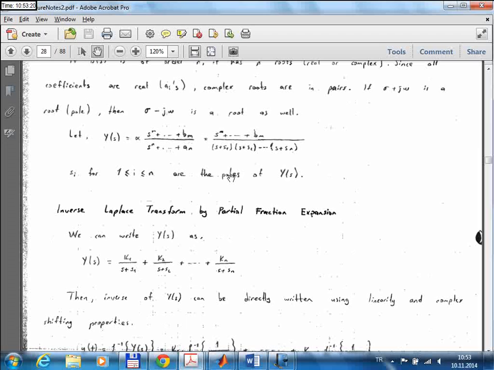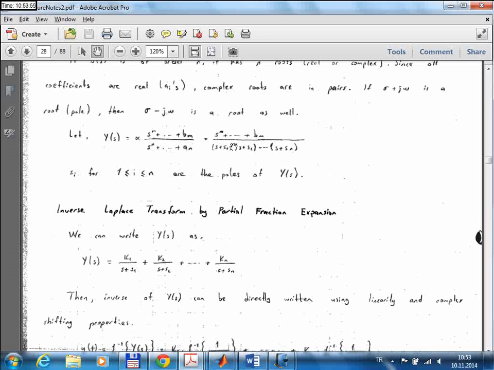Okay, so the good thing about these rational functions is they are composed of some polynomials of S. If you have an nth order polynomial in the denominator, this means that this function will be not analytic at a finite number of points, and these finite number of points are the poles of this nth order polynomial. So that means you will have n points, and in each one of these points the function will be not analytic. So we call these points poles of the system.